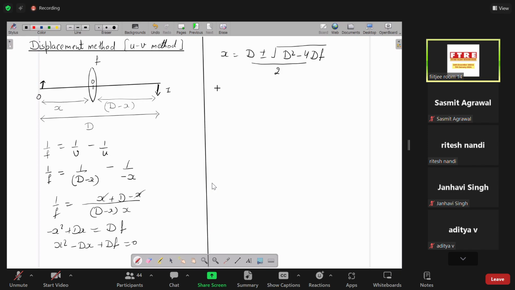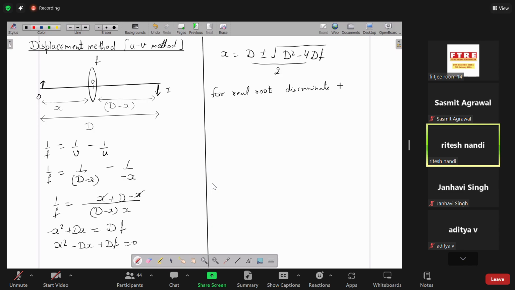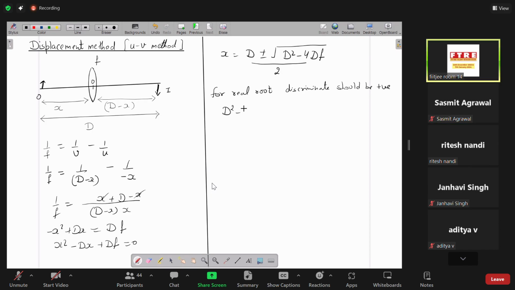For the root to be real, for real root, the discriminant should be positive. That is d square minus 4df should be greater than or equal to 0. So from here we get d should be greater than or equal to 4f. So the minimum distance, that is the minimum value of d, then will be equal to 4f.